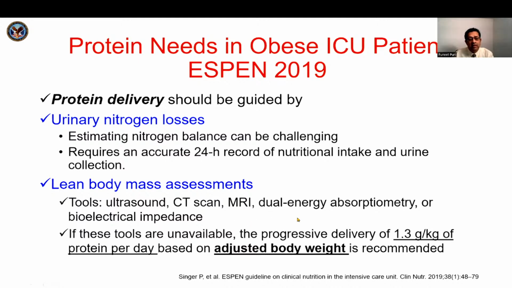DEXA is generally not that easy. Bioelectrical impedance is there, but its validation in the critical care setting is still limited because fluid shifts and other conditions can affect accuracy. If these tools are unavailable, the ASPEN guidelines suggest that the progressive delivery of 1.3 gram per kilogram of protein per day based on adjusted body weight is recommended.